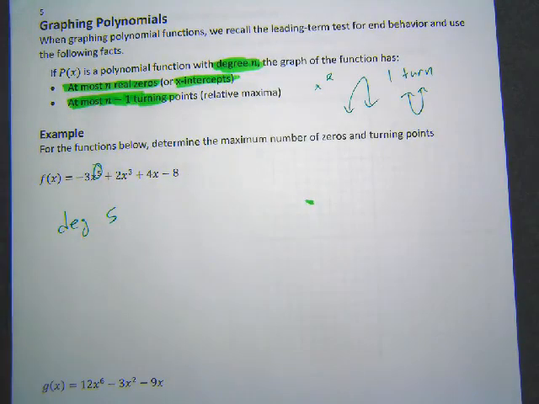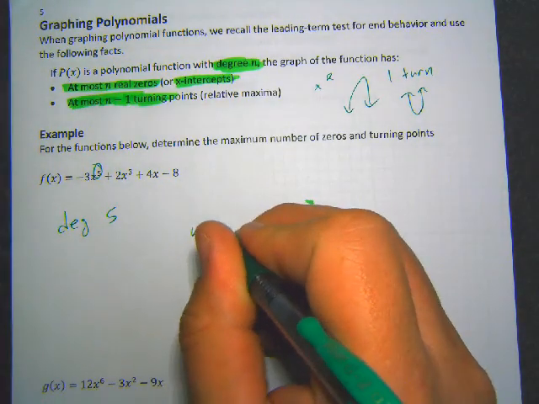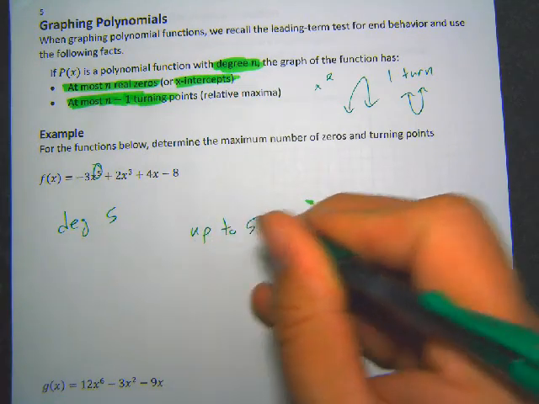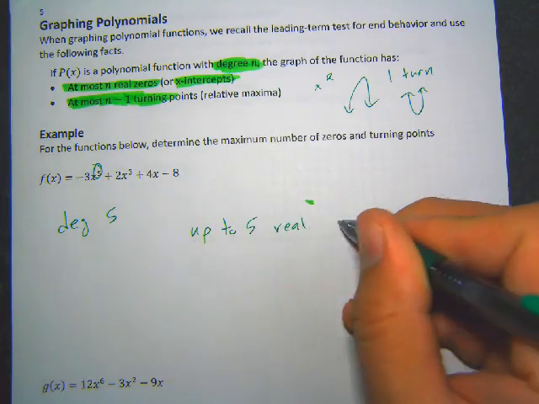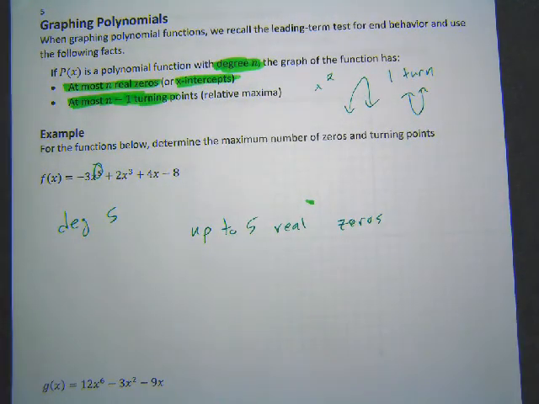So how many zeros can it have? Well, it can have up to 5 real zeros. Can't have more, right? Can't have 6, 7, 8. You can have less. It could have less real zeros because it's always possible that some of the zeros are imaginary. We saw that when we solved parabolas. Sometimes they had less than 2 real zeros because they had imaginary or complex zeros. So degree 5, it can have up to 5 real zeros. It can have less, but it can't have more.